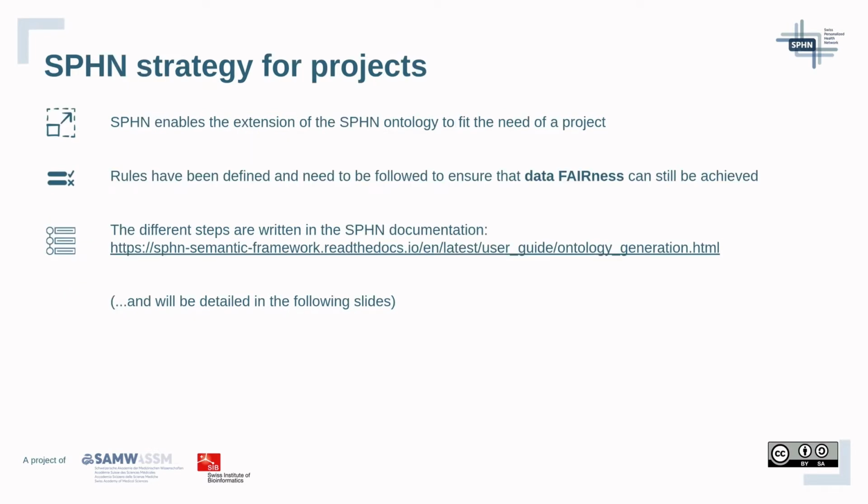The SPHN has a specific strategy for projects to handle the SPHN ontology. It actually enables the projects to extend the SPHN ontology to fit their needs. To enable this flexibility, there is, however, the need to define rules that must be followed by the projects to ensure that data fairness can still be achieved in the context of that project. Therefore, an SPHN documentation has been developed to present these steps, accessible through the Read the Docs framework, and in this tutorial we will be going through these different steps.